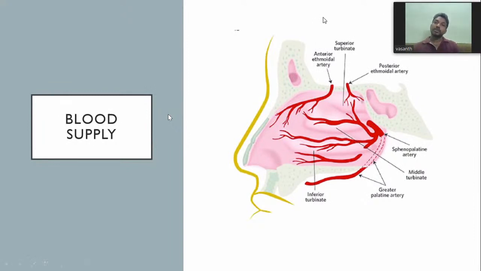From the internal carotid system you have the anterior ethmoidal artery, which enters and supplies the roof and some part of the lateral wall, and then comes the sphenopalatine artery and the greater palatine artery, which supply the major part of the lateral wall of the nose. The posterior ethmoidal branch also supplies a part of the posterior lateral wall.